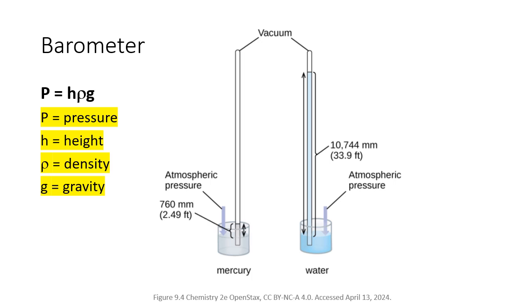760 millimeters versus 10,744 millimeters. So what causes this? The density of mercury is 13.1 grams per centimeter cubed, and the density of water is 1 gram per centimeter cubed. It's literally just the difference in the density.